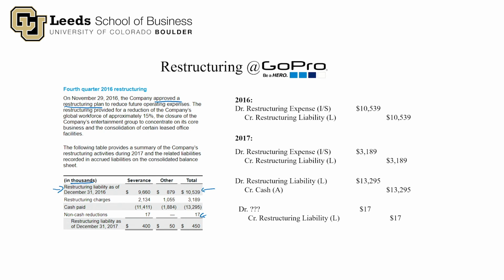Okay, so here's how GoPro accounted for their restructuring. And the short answer is that as soon as management approves a restructuring plan, even if the company hasn't incurred the liability, they immediately set up a liability and debit a restructuring expense account on the income statement.